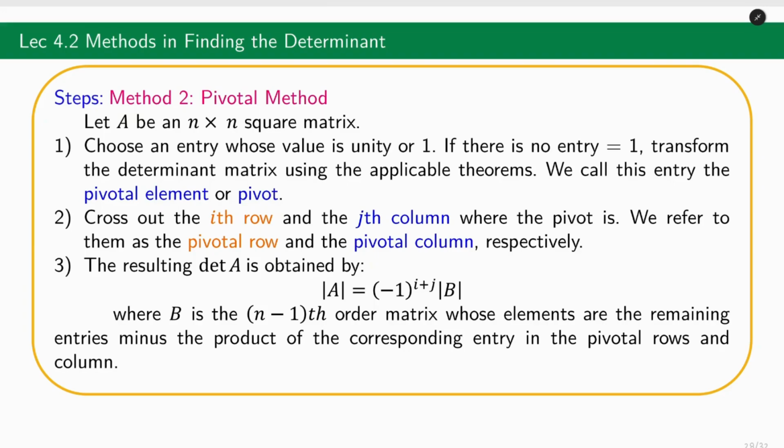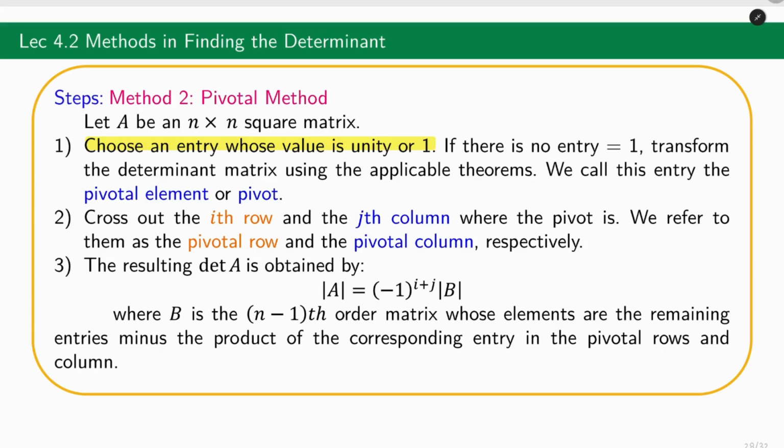In this lecture video, we'll discuss the pivotal method in finding the determinant. In the previous lecture video, we discussed cofactor expansion with a bit of row operation. Now, let's talk about the pivotal method. Let A be an n by n matrix. Choose an entry whose value is unity, or 1. So that is the first step.